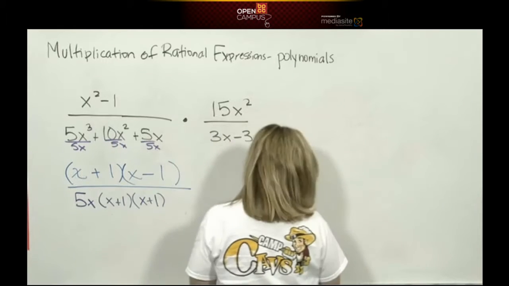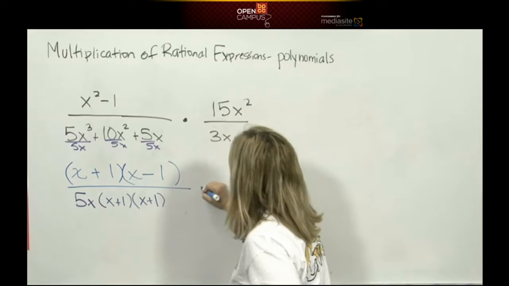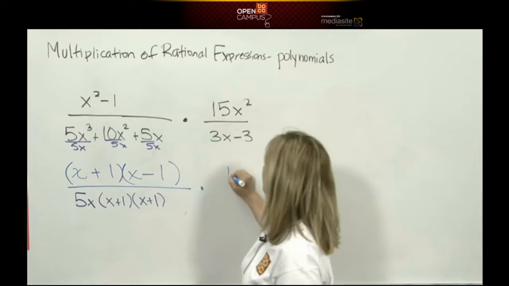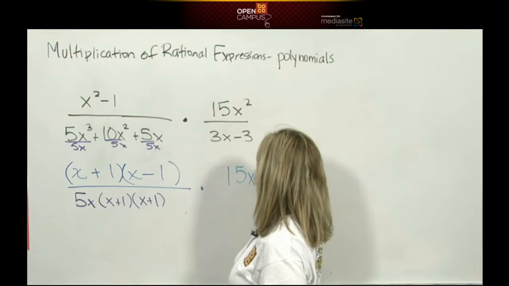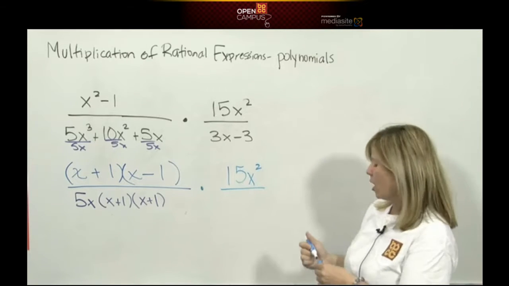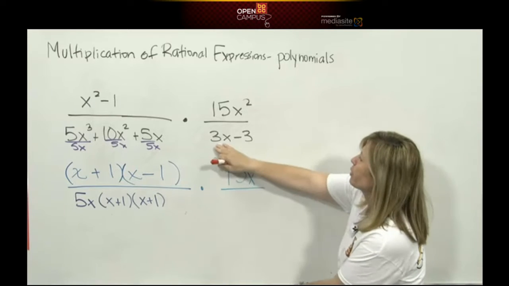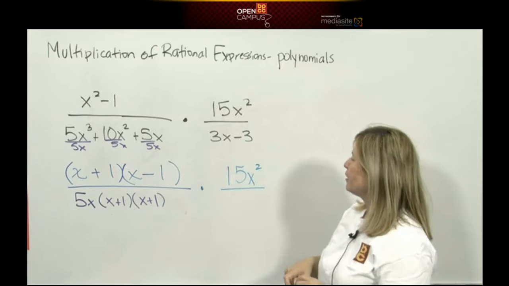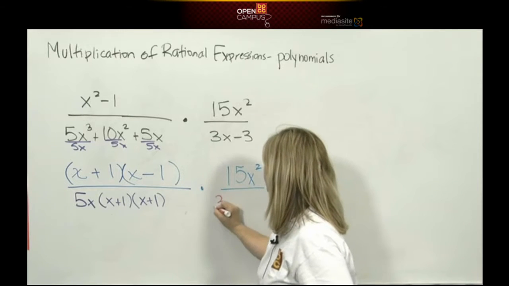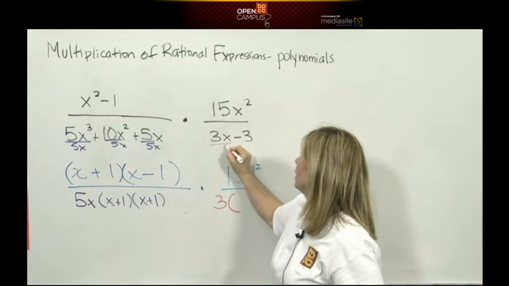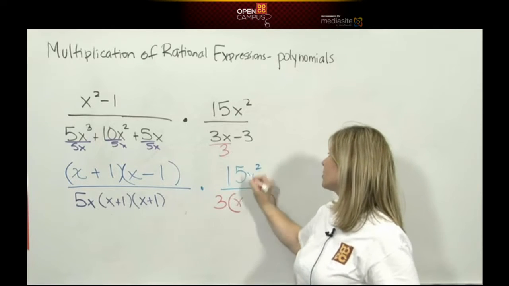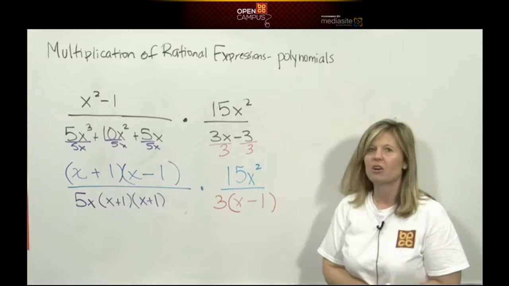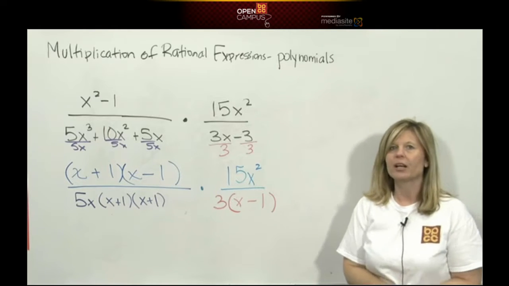All right, we're going to go times. 15x squared is a monomial. A monomial is connected by multiplication, so there is no factoring needed. Our last denominator, 3x minus 3. There is a GCF of a 3, so I'm going to pull out my 3, and I'm going to tell me what's left. 3x divided by 3 is x. Negative 3 divided by 3 is negative 1. Everybody's good? So that's the first thing.